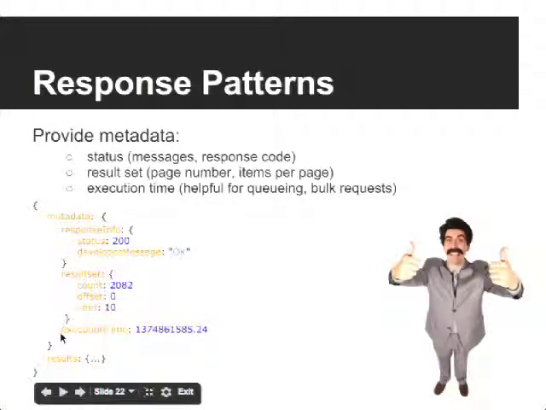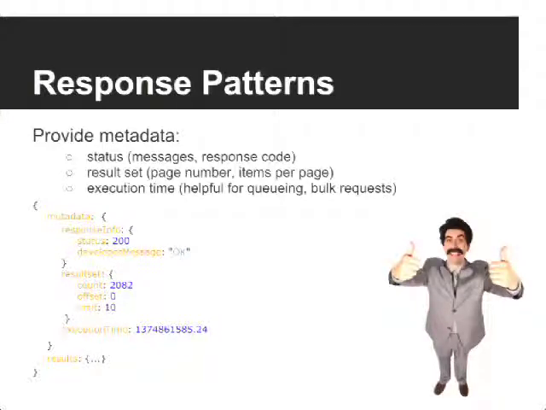So another thing you should do is provide metadata, and a lot of APIs don't do this. So when a developer makes a request, and let's say that it doesn't go well, they should know what the error code is, and they should know what message they should show to the user on the screen. So including a status code and a developer message is really helpful for the people consuming your API.